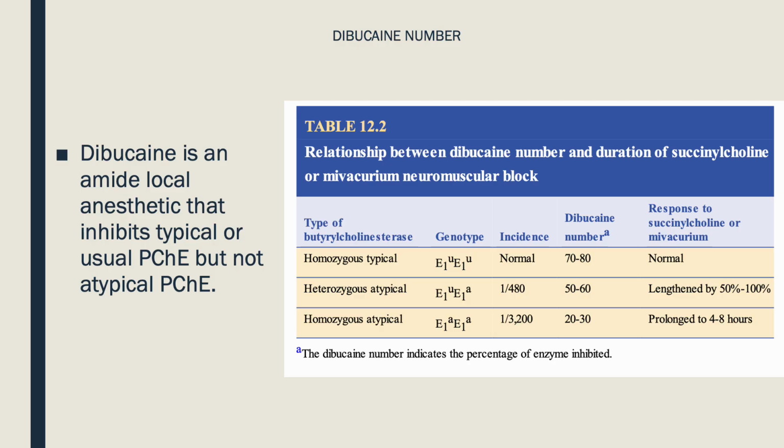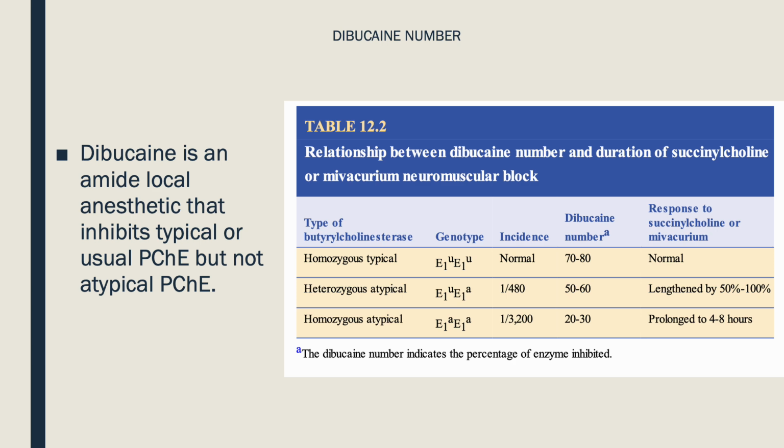Now, the dibucaine number. This is the percentage of normal pseudocholinesterase that is inhibited by dibucaine. In patients with the normal, homozygous typical pseudocholinesterase gene, dibucaine will inhibit 70 to 80% of this enzyme, resulting in a normal dibucaine number. So normal, 70 to 80%. These individuals have a normal response and no significant prolongation of the neuromuscular block.